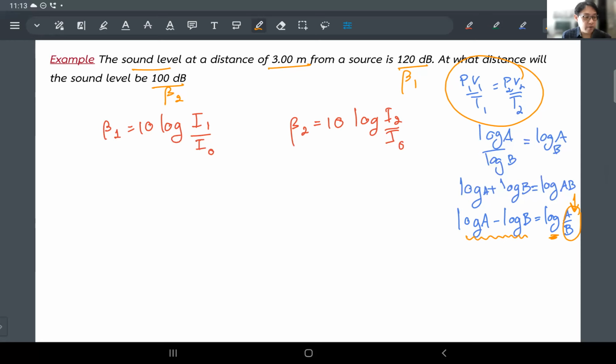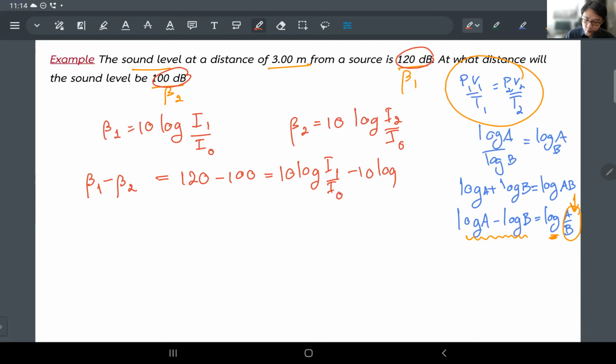Okay. All right. So if you agree with this, what I'm going to do next is take beta 1 minus beta 2. Or you can take beta 2 minus beta 1, but I already see that beta 1 is larger than beta 2, so I don't want to deal with negative numbers, even though it's not that bad. So it's going to be 120 minus 100 on the left side. And on the right side, you have 10 log I1 over I0, subtracted by 10 log of I2 over I0.